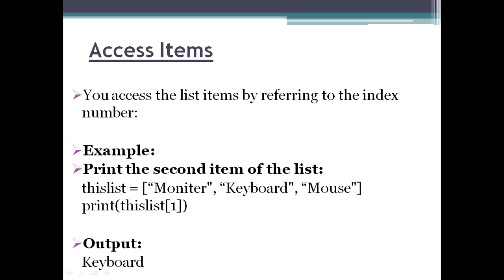Then we print the list. After printing the list, the output will come keyboard, because we specified the index number, and it will select from the list the item whose index number is 1.